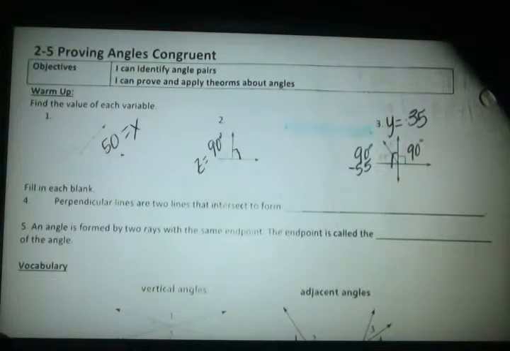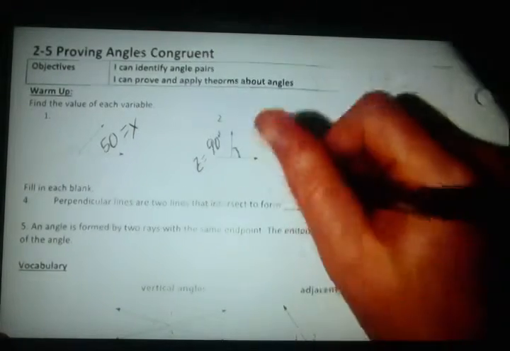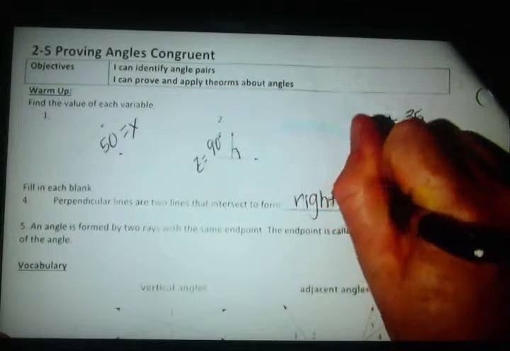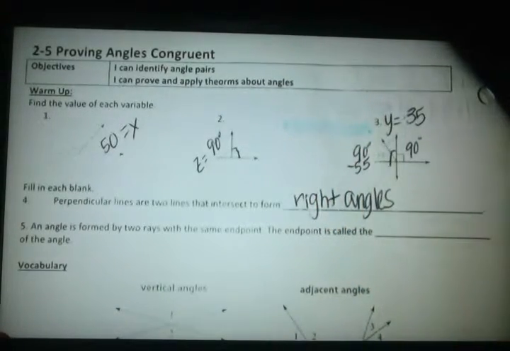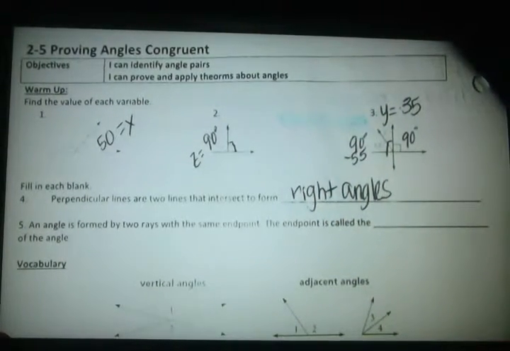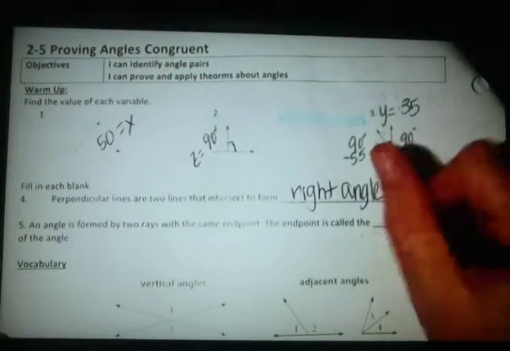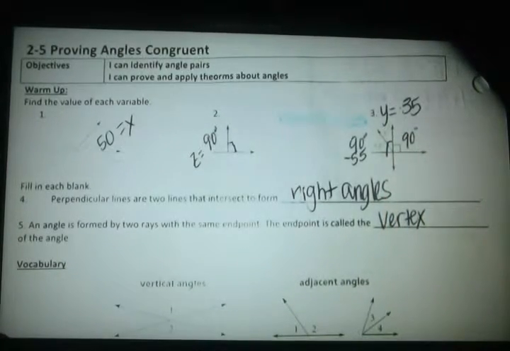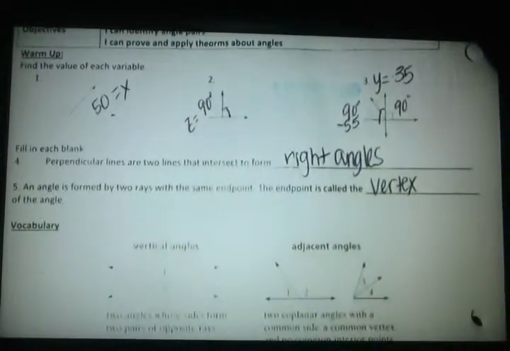Okay, perpendicular lines are 2 lines that intersect to form right angles. Number 5, an angle is formed by 2 rays with the same endpoint. The endpoint is called the vertex of the angle. Okay, hopefully you had all those right.